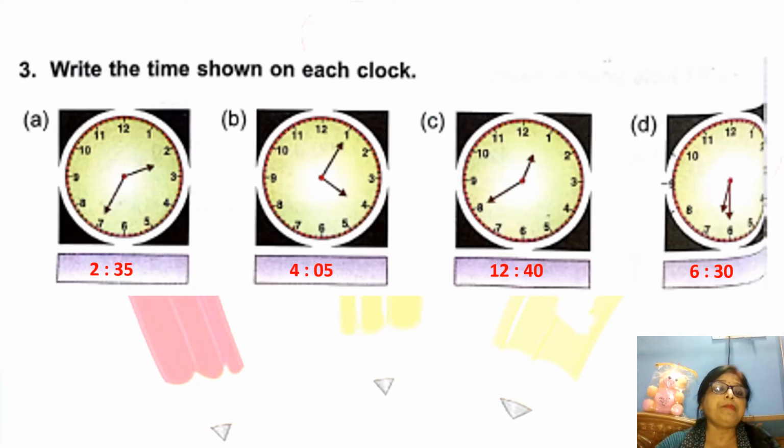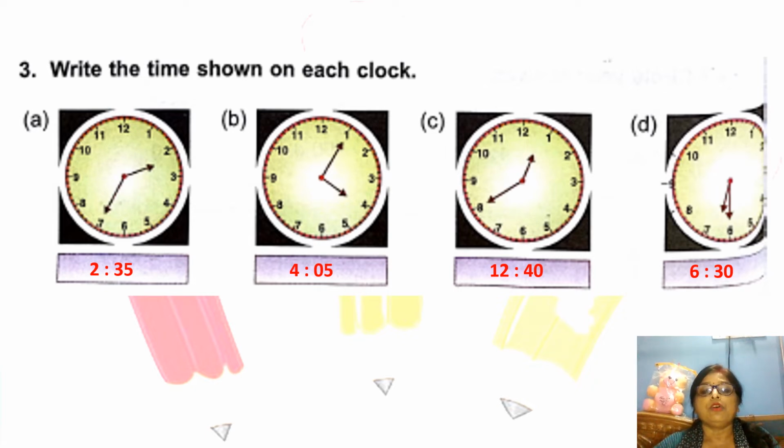Students, here the picture of the clock is given and the time is also given. You have to write down what the time is here. Here, the small hand is at 2 and the bigger hand is at 7. When you calculate the minutes, that is 35 minutes. So you can write here 2:35. Again in the next, the smaller hand is at 4, so it is 4 o'clock, and the bigger hand is at 1, a gap of 5 minutes. So you can say here it is 4:05.